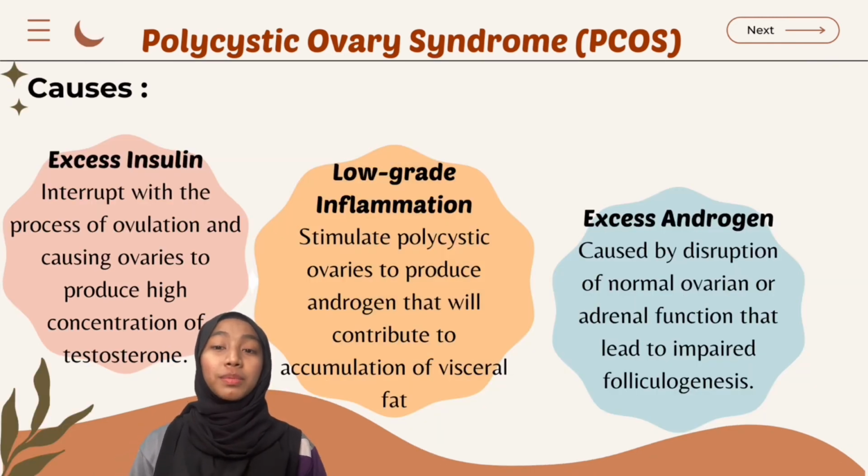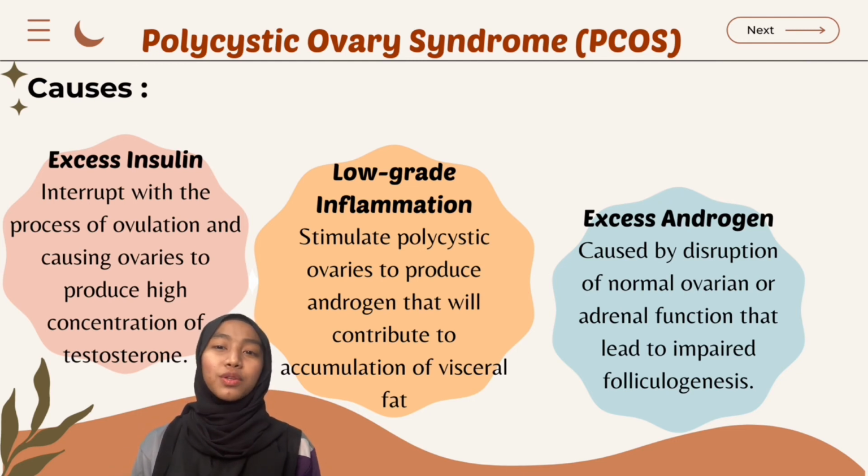Polycystic ovary syndrome is caused by several factors, which are the excess of insulin, chronic low-grade inflammation, and the excess of androgen hormone. Firstly, the high production of insulin can interrupt the ovulation process and also can lead to the production of excess testosterone by the ovaries.